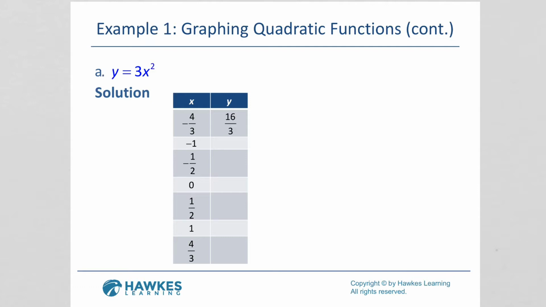When I plug -4/3 in, y is equal to 16/3. When you plug in -1, y is equal to 3. When you plug in -1/2 for x, you get y equals 3/4. When I plug in 0, I get 0. When I plug 1/2 in for x, I get 3/4. When I plug 1 in for x, I get 3. And when I plug 4/3 in for x, I get 16/3. So notice here the symmetry. Those values mirror these values.